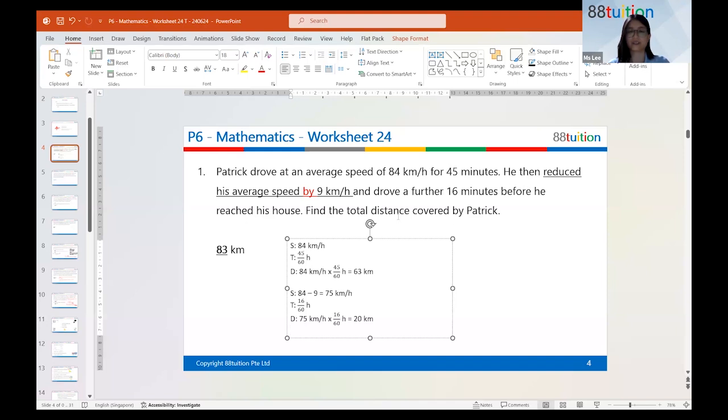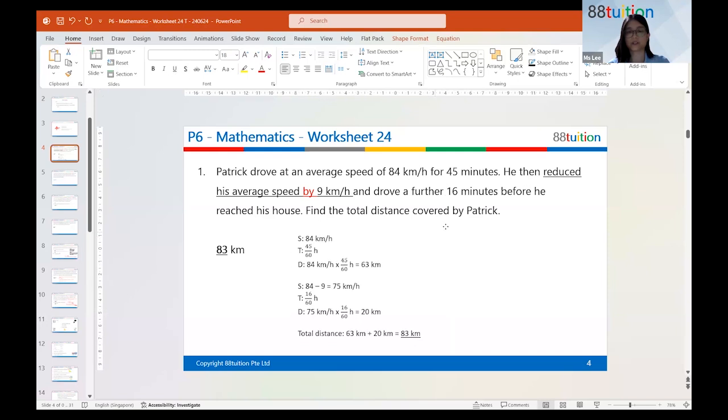You drove a further 60 minutes. Find the total distance. So for total distance, we just add them together. Total distance is 63 kilometer plus 20 kilometer equals 83 kilometer. That's how you get your answer. It's a very simple question.